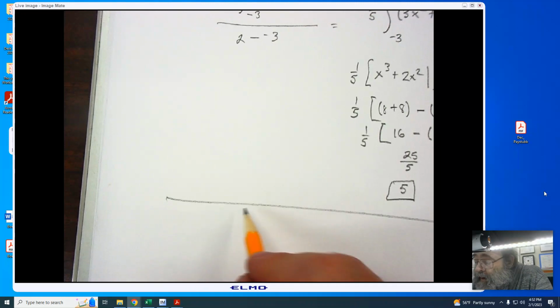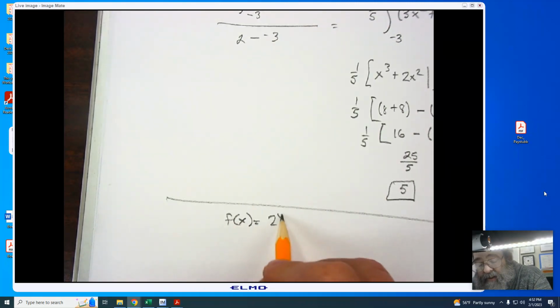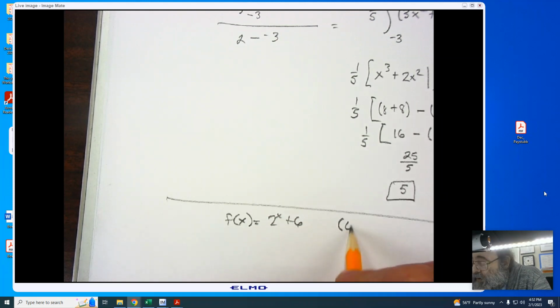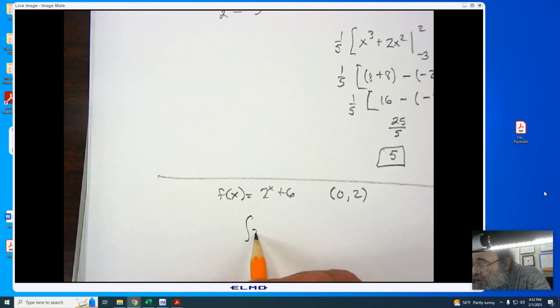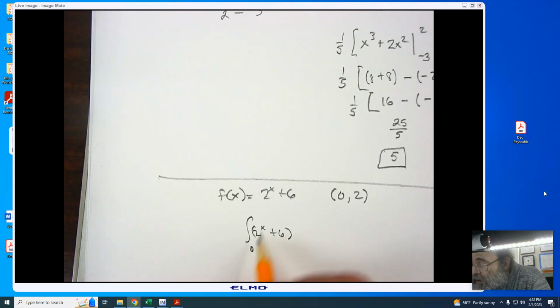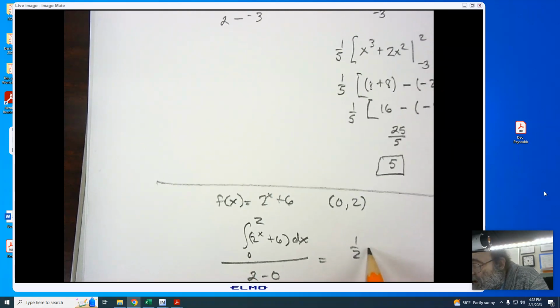Last one. We're given the function f of x is equal to 2 to the x plus 6, and the interval is 0 to 2. We're now going to go ahead and set it up: the integral of 2 to the x plus 6 from 0 to 2 dx divided by 2 minus 0. This is giving me 1/2, which is going to go out in front. And I then have that integration, 2 to the x plus 6 dx.